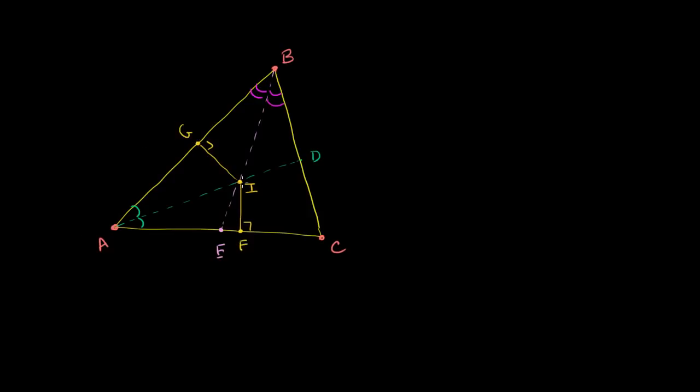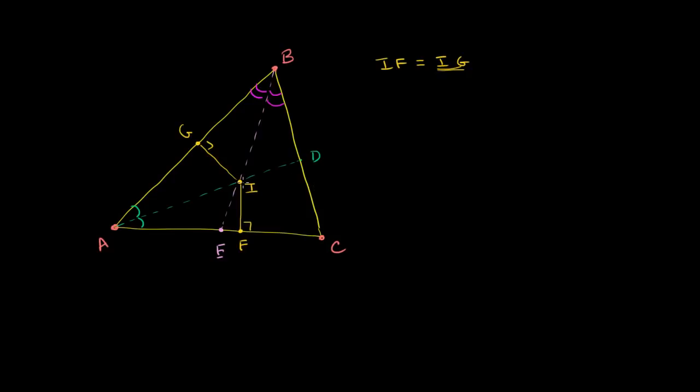So because I sits on this angle bisector AD, we know that IF is going to be equal to IG. Fair enough. Now I also sits on this angle bisector, BE, which says that I's distance to AB must be the same as I's distance to BC. I's distance to AB, we already just said, is IG. But we also know that that distance must be the same as the distance between I and BC.